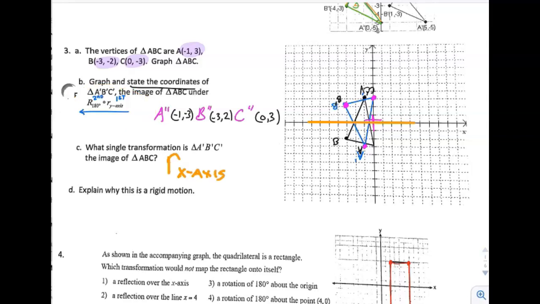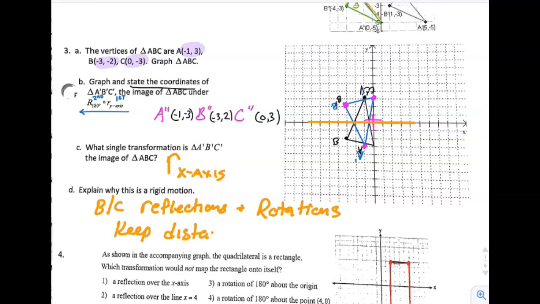Why is this a rigid motion? Because reflections and rotations keep distance and angle measure.